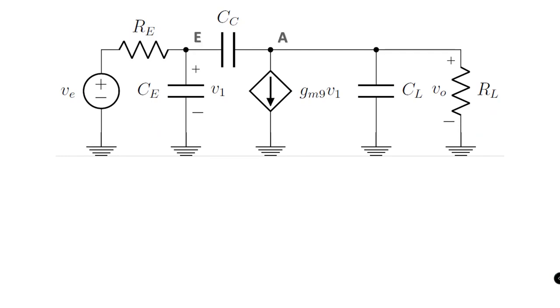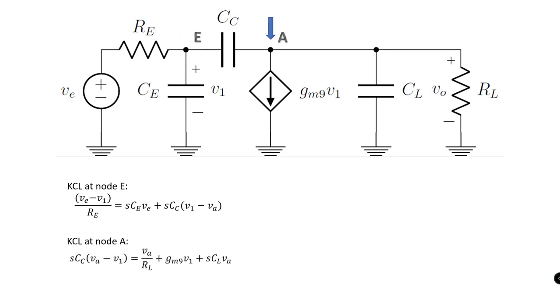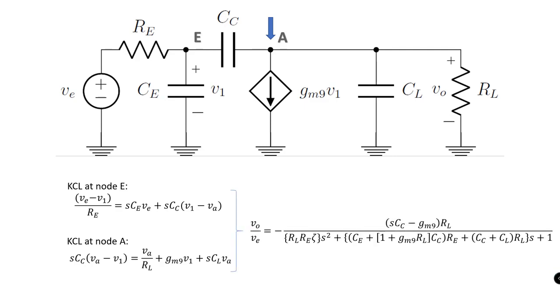So, clearly there are two nodes, and we want to write a KCL at node E, which is given as this particular expression. Next, the KCL at node A could be given by the following expression. After doing some substitution and some algebra, one can end up with an expression with a first order numerator polynomial and a second order denominator polynomial.